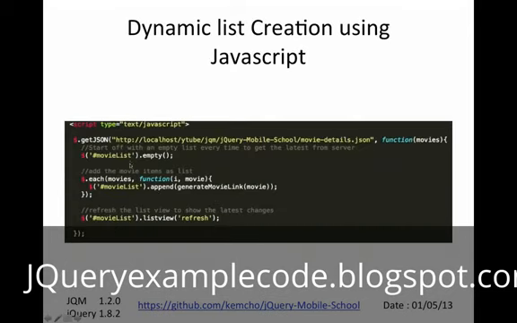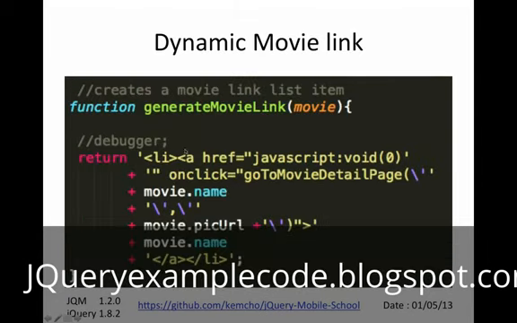So there's this new function called generate movie link, which we'll go over in the next slide. Basically, it'll create a link, the list item link. And then once we have added all of these movies, we do a refresh on the list view because it's dynamically added. So all of the jQuery Mobile CSS and JS behavior needs to be added. Once you do refresh, it adds that dynamic behavior. So generate movie link is this guy.